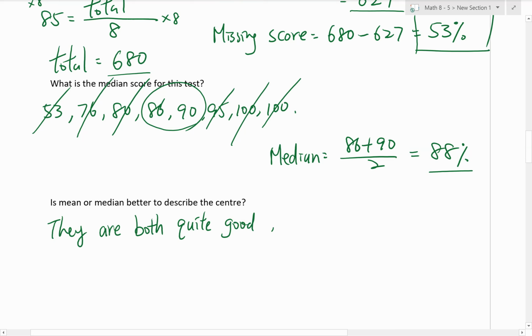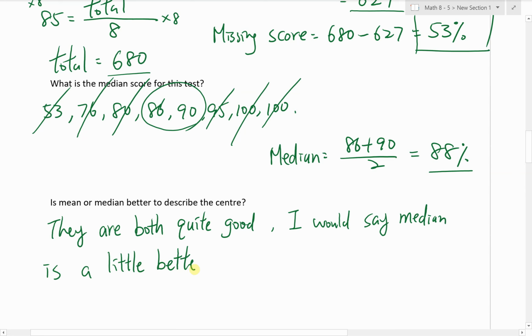If I really have to choose one, I would say median is better by just a little bit. Not by much, because 85 and 88 are pretty close. I probably should give you a better example where you can see the difference. The reason I think median is better is that the majority of the data is closer to 88. Well, 85, 86 is quite close.